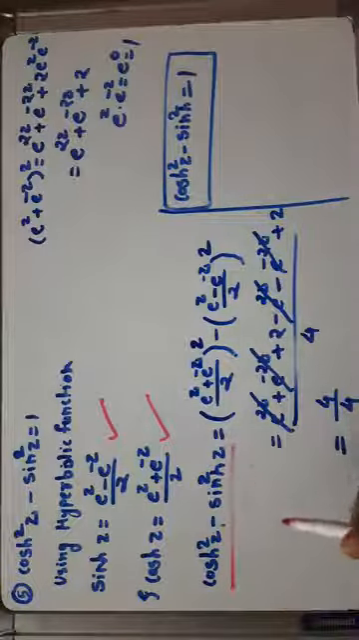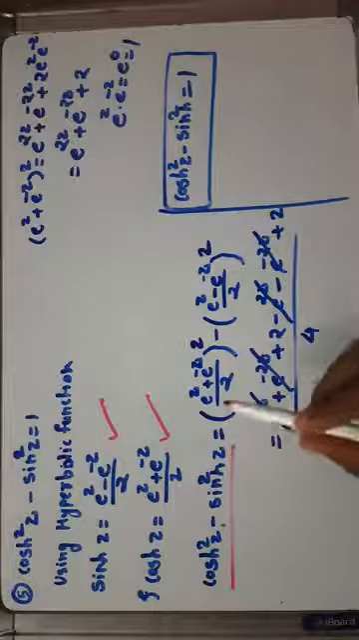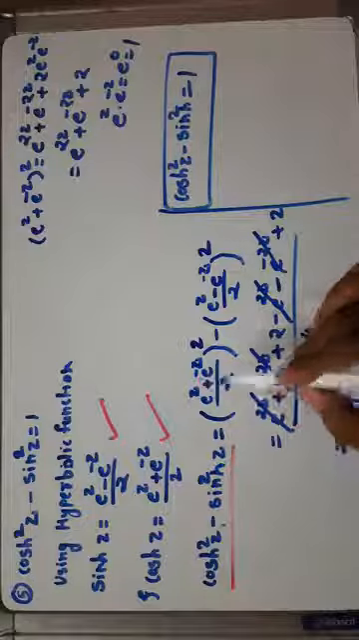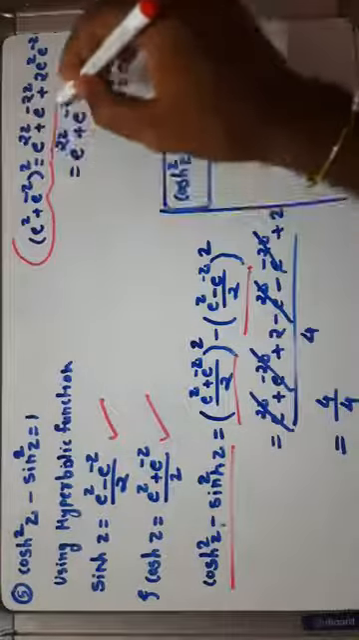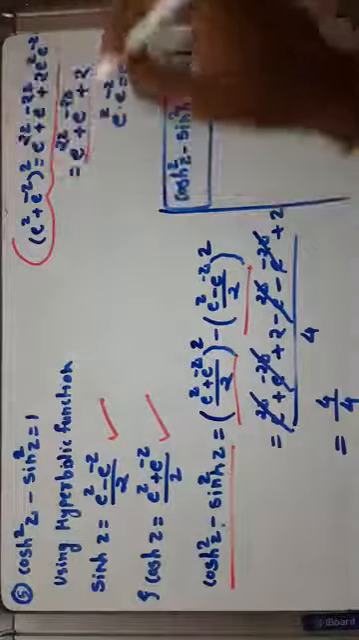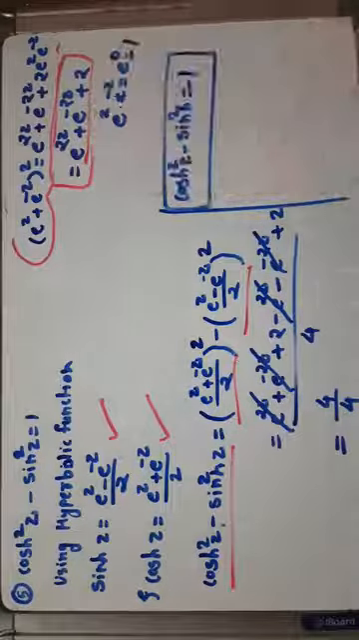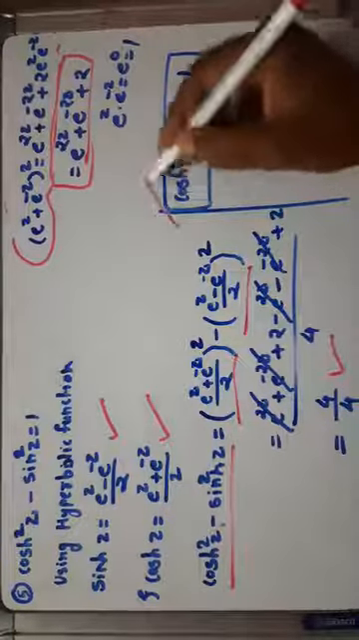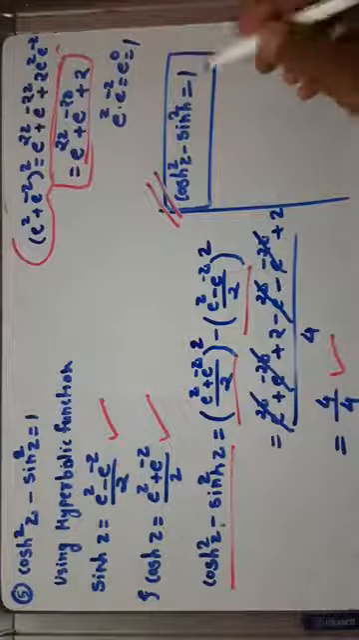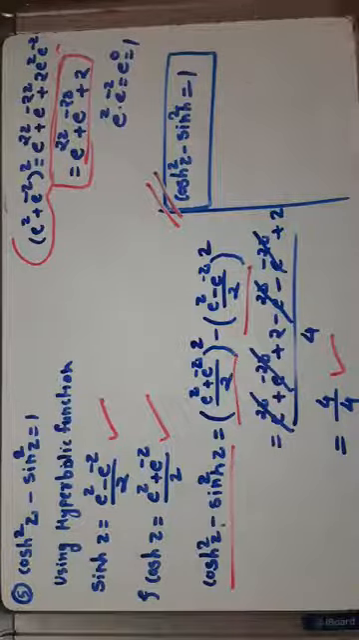Then cos square z minus sin square z is equal to e raised to this one, and this bracket we solve using this formula, and automatically this one. Then after this the 4 gets cancelled, and finally we prove that cos square z minus sin square z is equal to 1. Okay, got it?